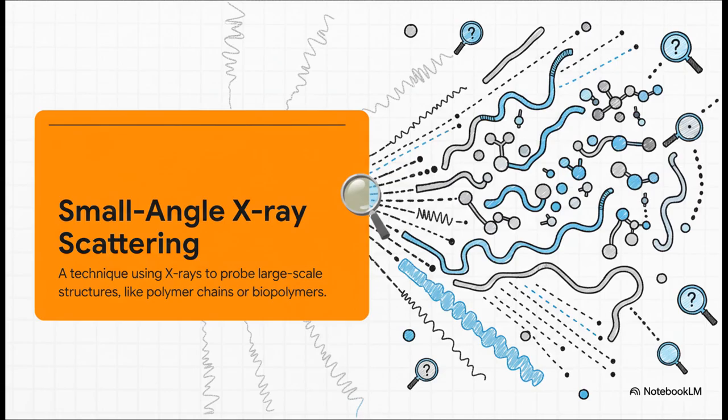And that's the key. SAXS is the technique that bridges that gap. It uses those X-rays to reveal how big groups of molecules, like long, tangled polymer chains, are actually organized. It gives us a map of that invisible architecture we were talking about.